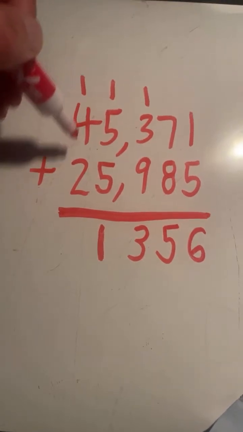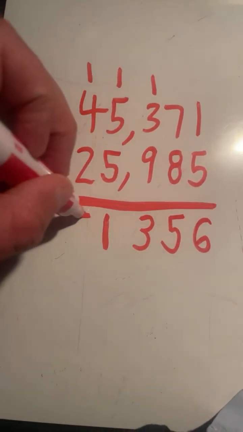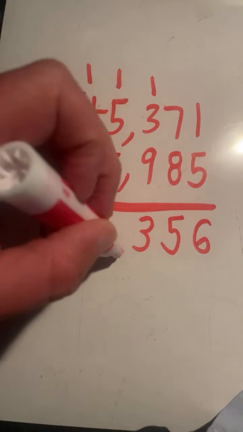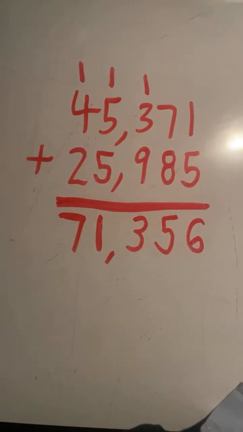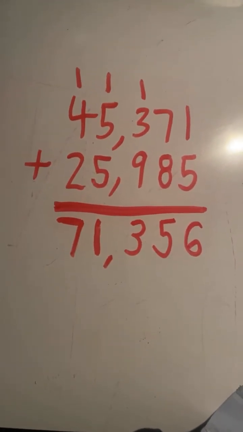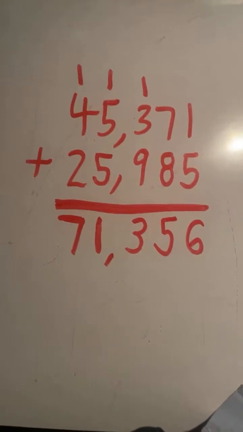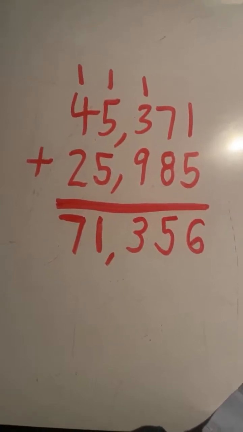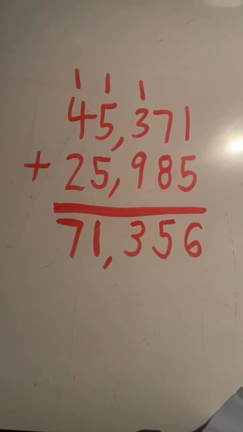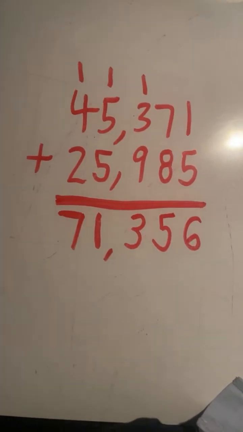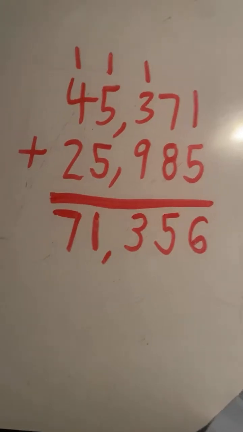One plus 4 equals 5, plus 2 equals 7. And we have our final answer, 45,371 plus 25,985 equals 71,356. All right, on to the next problem.